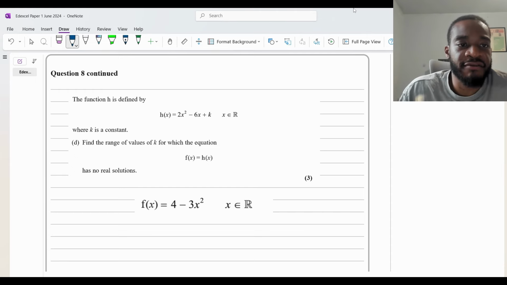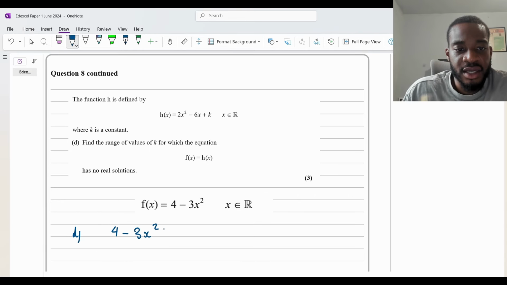Okay, so immediately, first thing we're going to do is obviously get the equation that we need. So part D, I'll put here. f of x is equal to h of x. I put f of x here because that's what we need. So it's going to be 4 minus 3x squared is equal to h of x, which is 2x squared minus 6x plus k. That's going to be your first line.